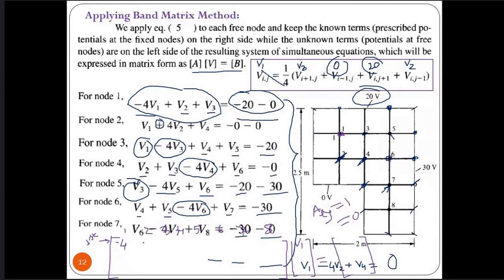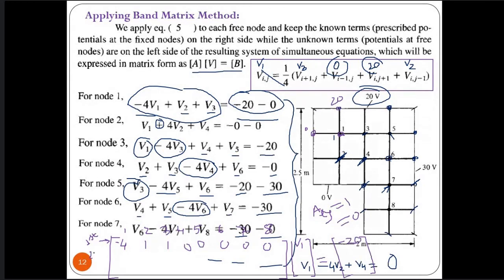As 1 is directly connected to 2, it will be 1. Now 1, 2, 3: 1 is connected to 3, so it will be 1. What about 4, 5, 6, 7, 8? 1 is not connected with 4, 5, 6, 7, 8, so all are 0. Next, what about the right hand side? What will be the value of B? B is equal to minus the sum of the potential of the fixed nodes. There are 2 fixed nodes. One fixed node is 0, one fixed node is 20. So it will be minus 20.